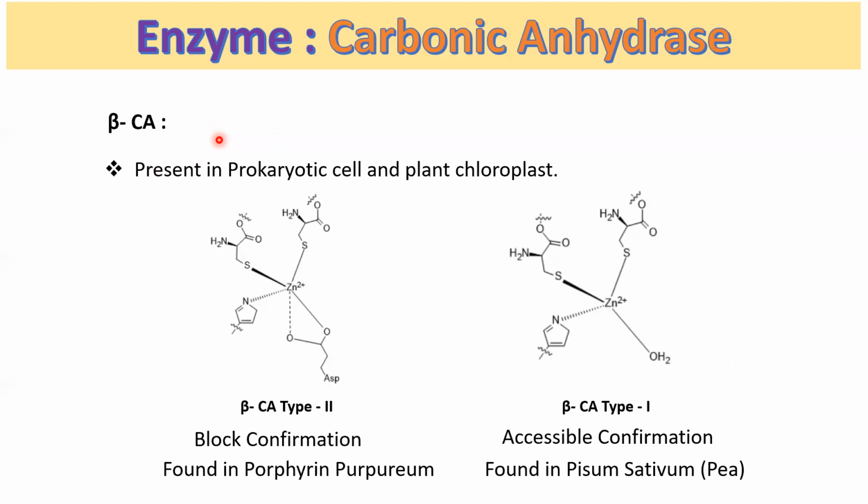Beta carbonic anhydrase generally exists in different oligomeric states, within which two different types of structures have been found so far, type 1 and type 2. Type 1 beta carbonic anhydrase is dimeric, where the zinc 2 plus is coordinated with two cysteine moieties and one histidine moiety, and the fourth coordination site is weakly bound with aspartate, and a water molecule displaces that. In type 2 beta carbonic anhydrase, which is a blocked conformation, zinc 2 plus is coordinated with two cysteine moieties, one aspartate moiety and one histidine moiety.